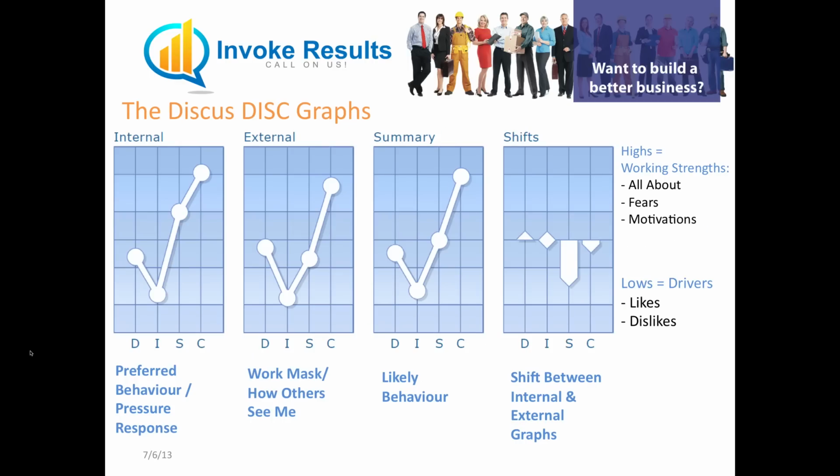So here are the graphs I talked about. DISC will actually produce 4 graphs, and I just thought we'd have a quick look so you can understand those when hopefully you go on to produce a report for yourself or for your friends, colleagues or family. The first graph is called the internal graph.